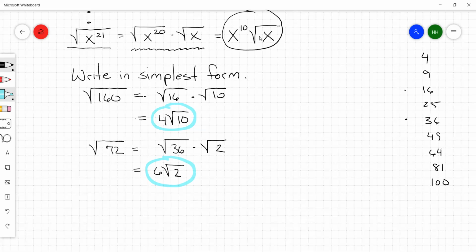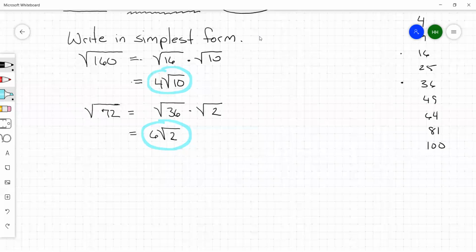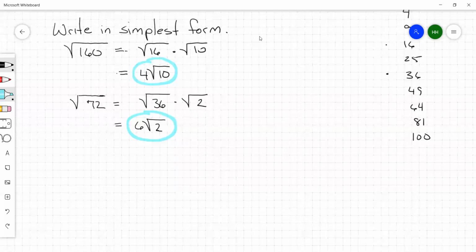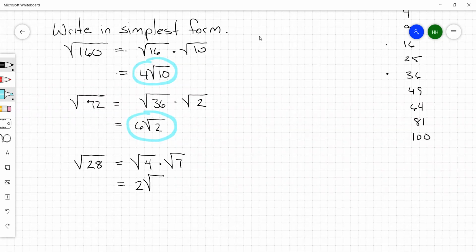This should be a review. Hopefully it is, because I know y'all did this in geometry and algebra 1. A couple others while we're here. If you have to simplify the square root of 28, the square root of 28 is equal to the square root of 4 times the square root of 7. 4 is the largest perfect square that goes into 28 evenly. So this simplifies to 2 radical 7.